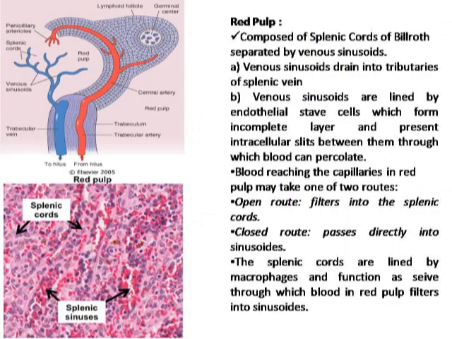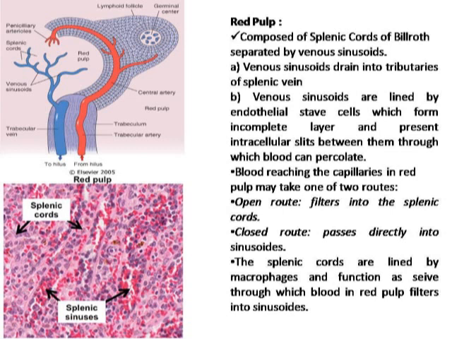Next, coming to the red pulp portion, the red pulp occupies the majority of the stroma tissue of the spleen. It consists of the cords of Billroth and splenic sinusoids.